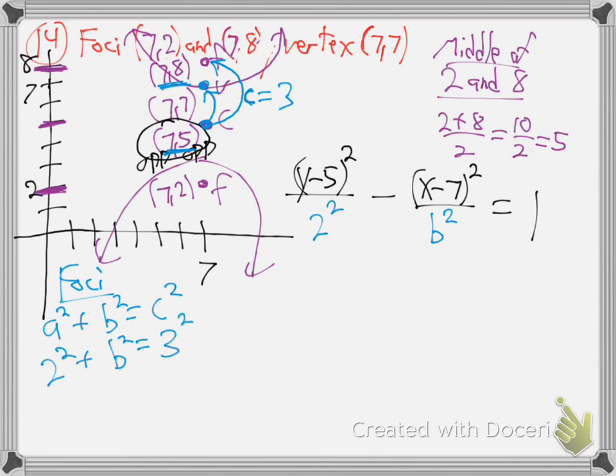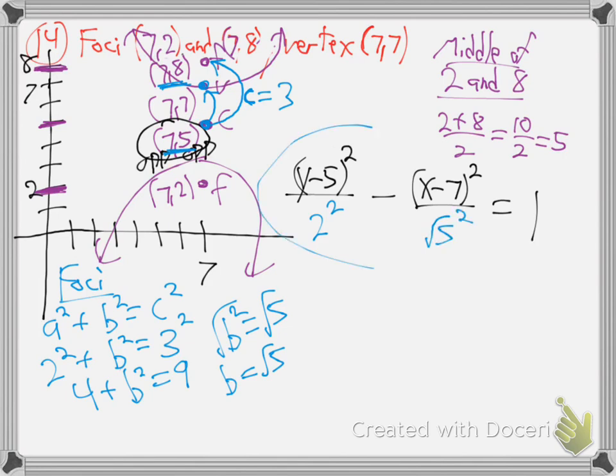9 minus 4 is 5. We good? 4 plus b squared is 9. So subtract that 4. B squared is 5. B is the root of 5. We are done. So root of 5 squared, done.